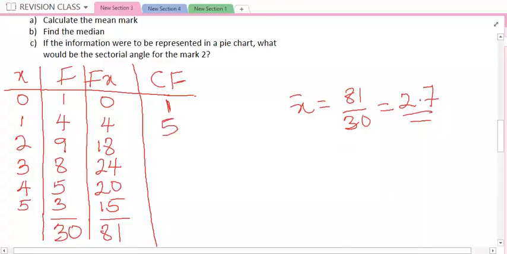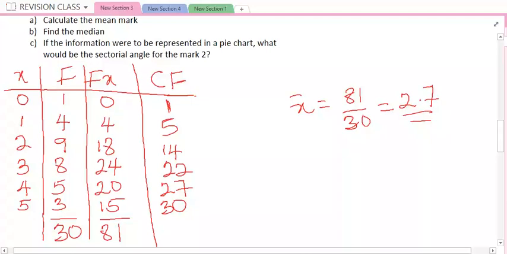5 plus 9, that is 14. 14 plus 8, that would be 22. 22 plus 5, that will be 27. 27 plus 3, that will be 30.